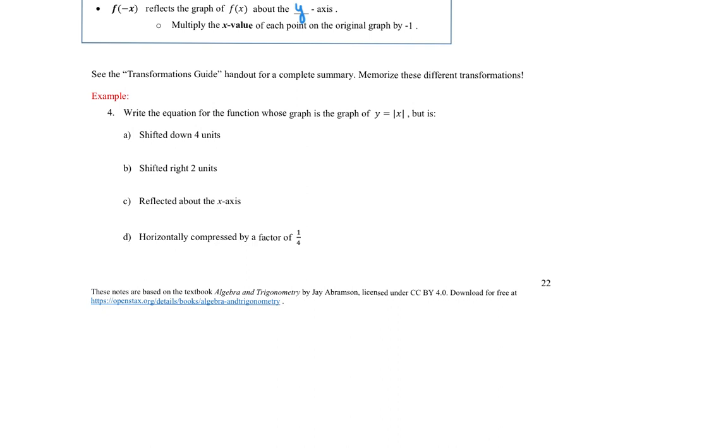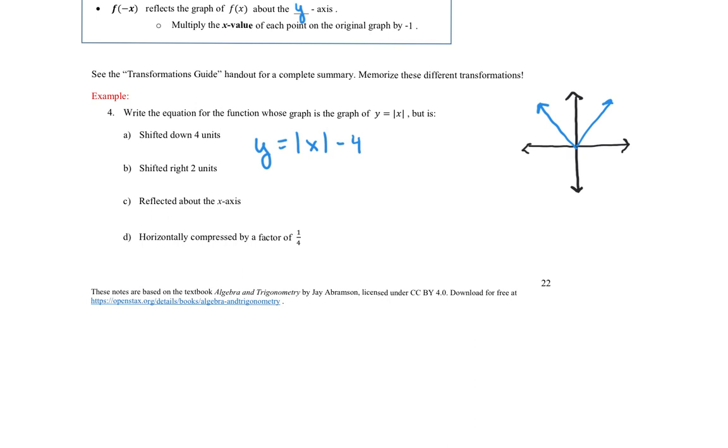Let's go ahead and apply everything we've learned in section 3.5 so far. Let's consider the graph of the absolute value of x. Do you remember what that looks like? If not, it looks something like this. So what would happen if we wanted to shift our graph down 4 places? That means we would take our function and we would subtract 4.